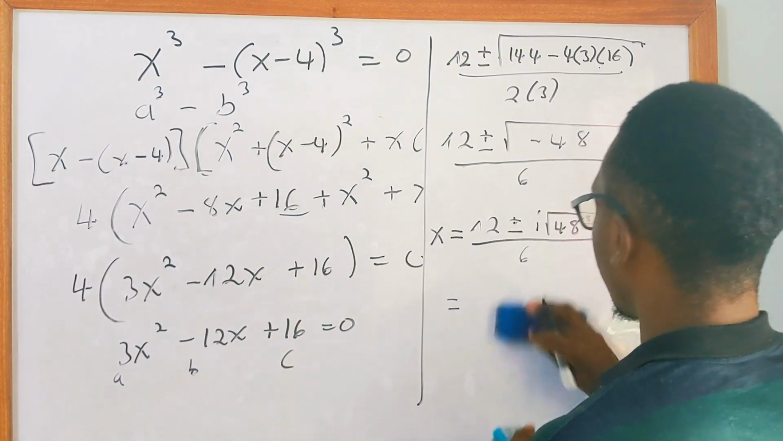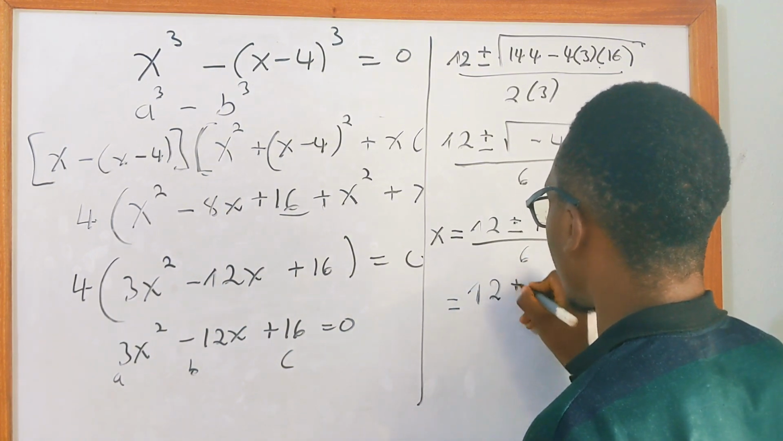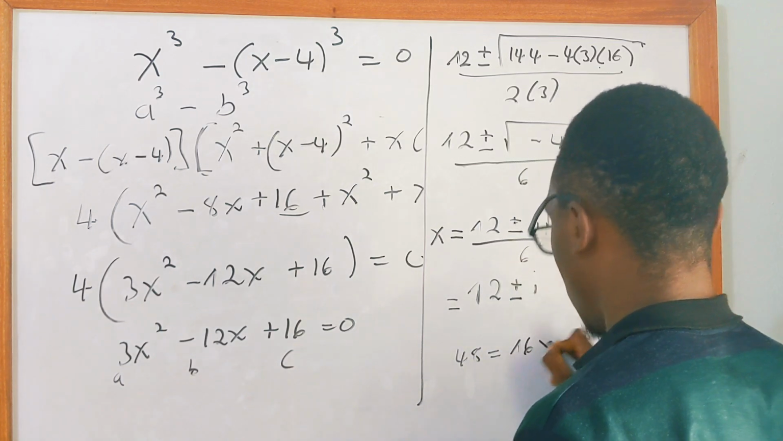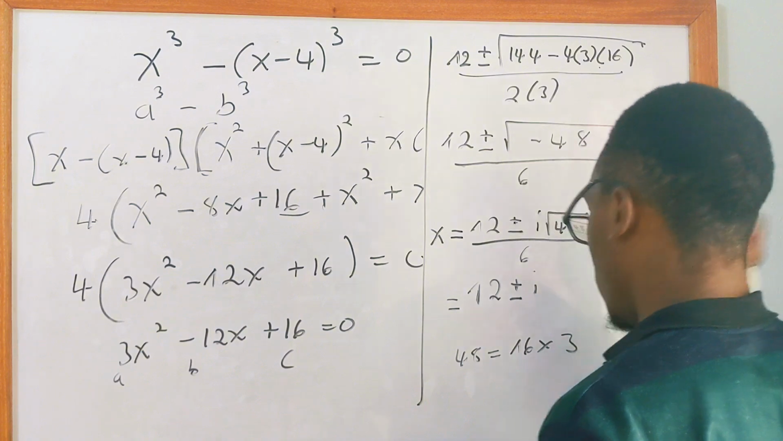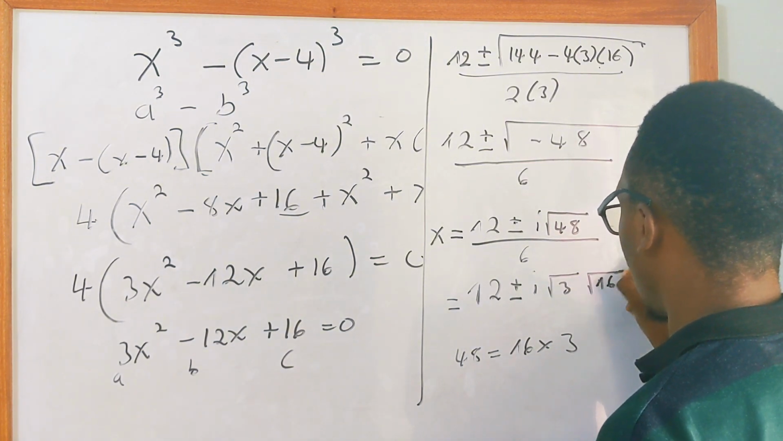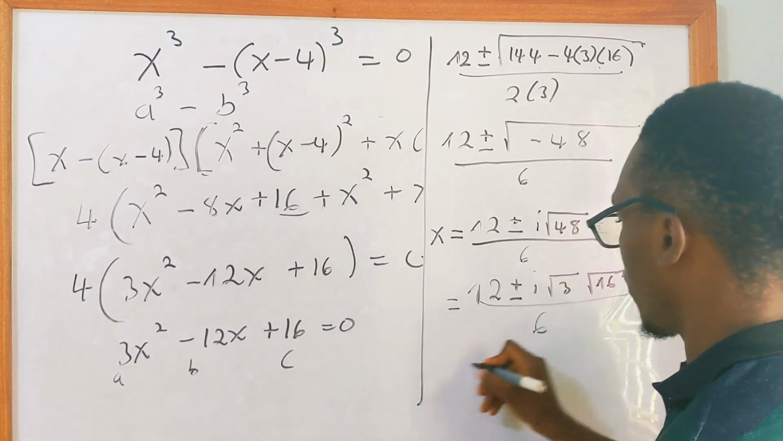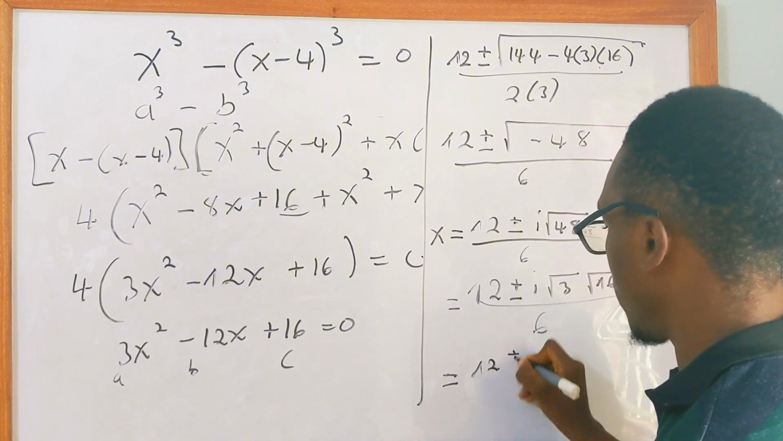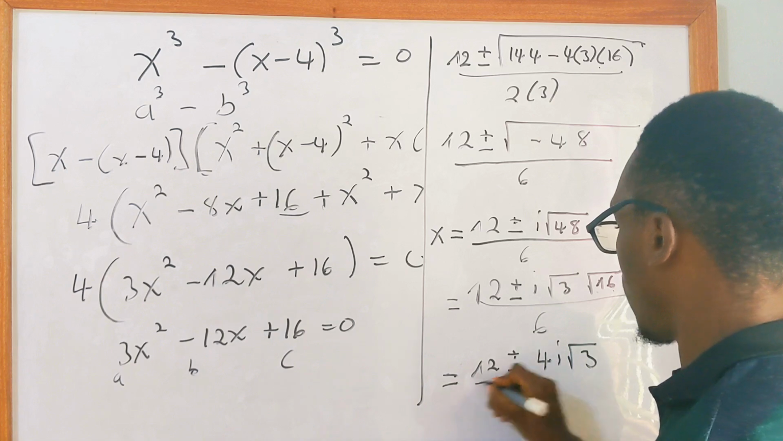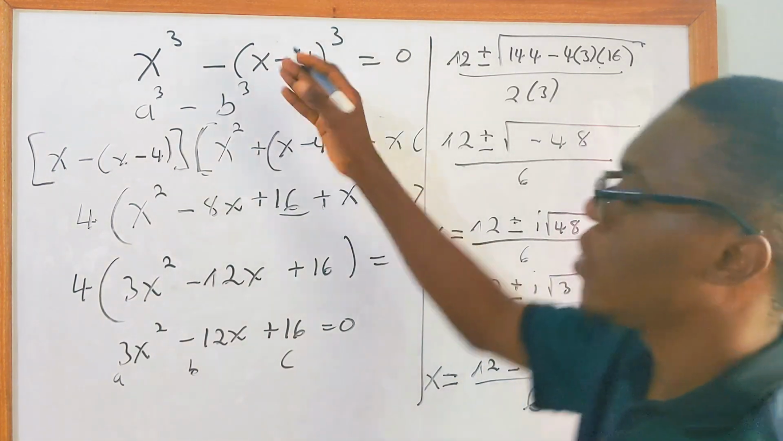Hence, let's just come back to have 12 plus minus what? 48 is equal to what? 16 times 3. Okay, we are going to have what? Root 3, root 16. And root 16 is equal to 4. All over 6. So that will be equal to 12 plus minus 4 i root 3 all over 6. That is the value of x. That is plus minus. And if you substitute this value here, you're going to have the final answer.